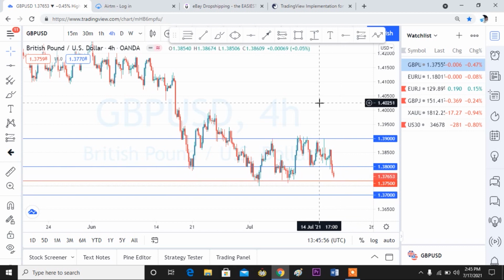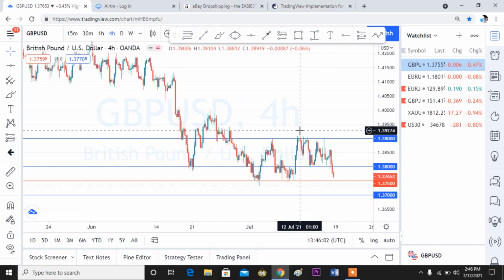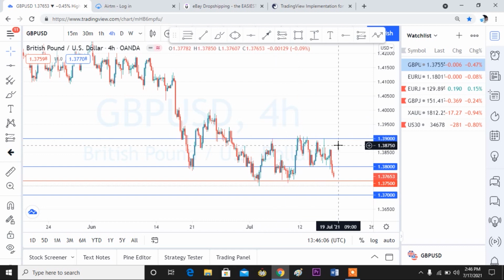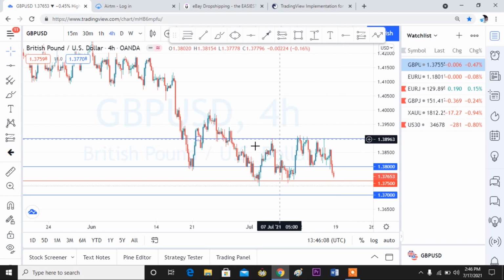Now notice how price reacted to each of these psychological levels. Here we got multiple rejections from this psychological level, 1.3900. And at the same time here at 1.380 we got rejection. And here from the sub psychological level there was rejection from here, there was rejection from here.